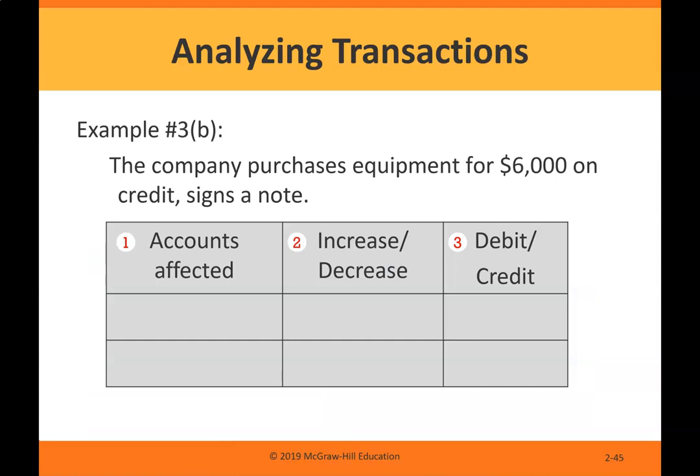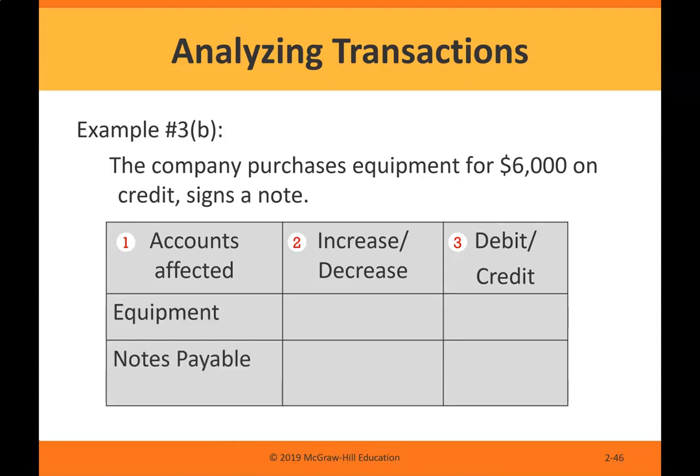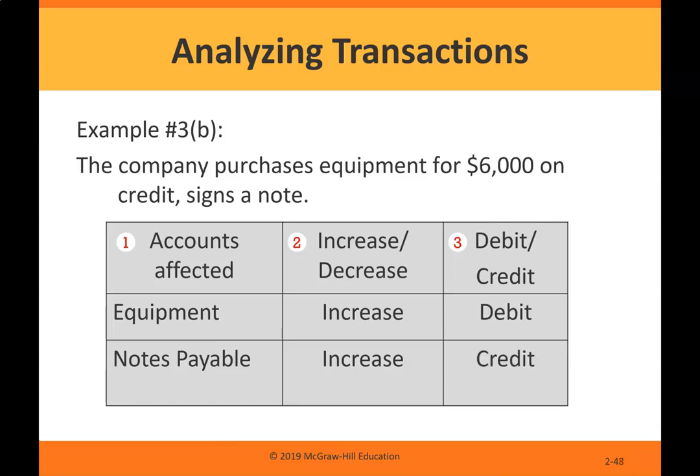Example 3B. The company purchases equipment for $6,000 on credit and signs a note. Accounts affected, equipment and notes payable. We increase equipment and we increase notes payable. When you increase an asset account, you debit it. When you increase a liability account, you credit it.